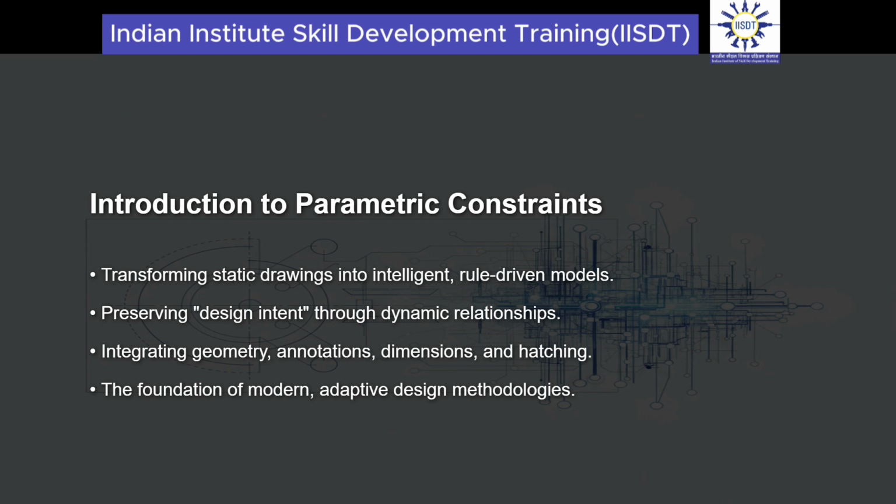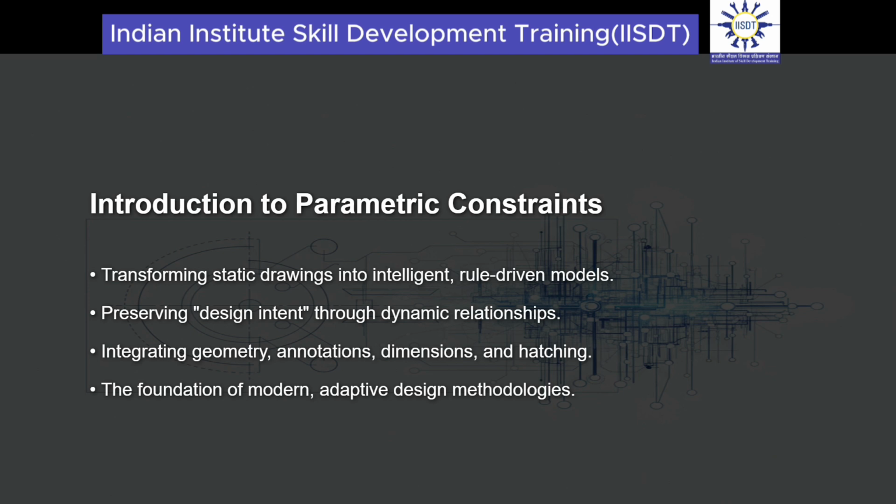This intelligence is what we call design intent. It's the logic behind your design, the fact that a hole should always be centered or that two walls must always remain parallel. Parametric constraints are the tools that allow us to embed this intent directly into our model. They govern the intricate dance between all the components of a design.